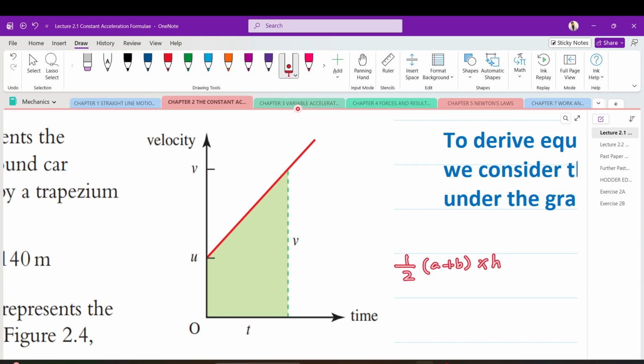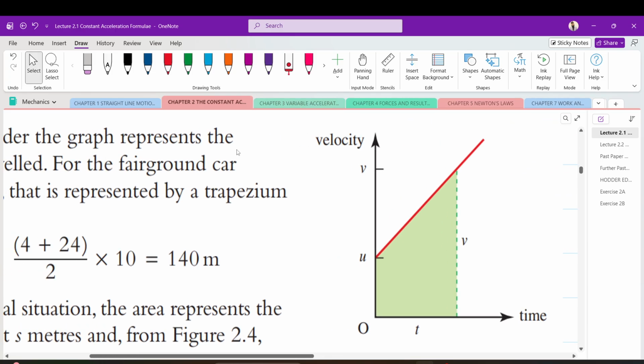In our case, the parallel sides would be from this point to this point, which is u, and from this point all the way until this point, which is v. So that will be u plus v upon 2 multiplied by the distance between them, which is t. That would give us the second equation of motion.